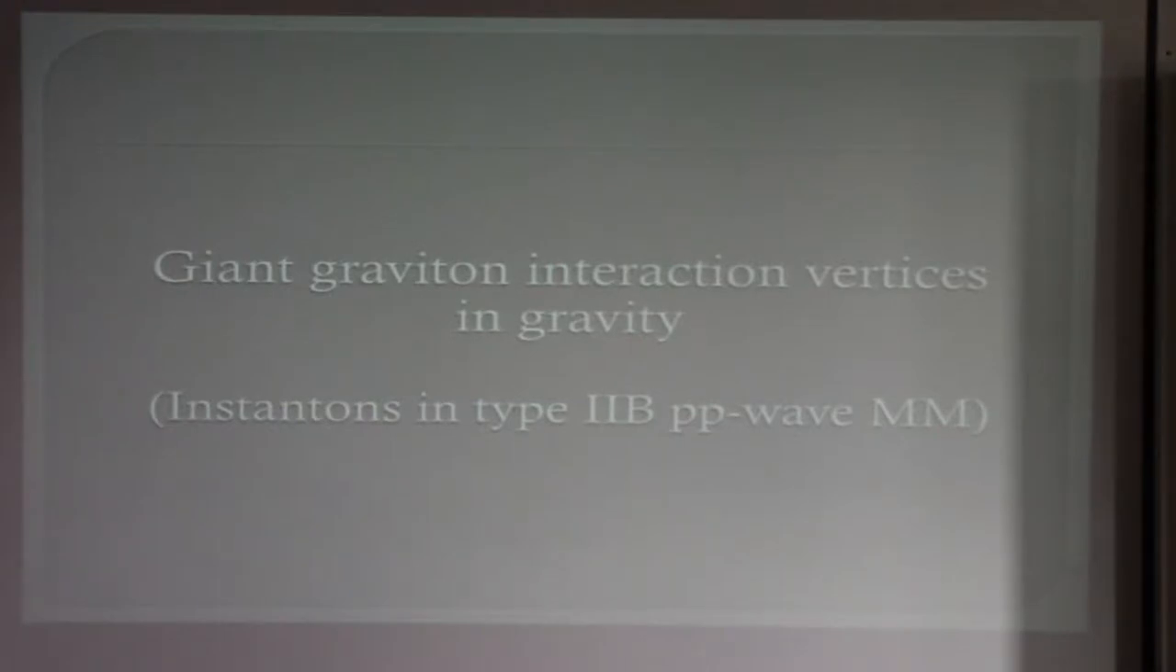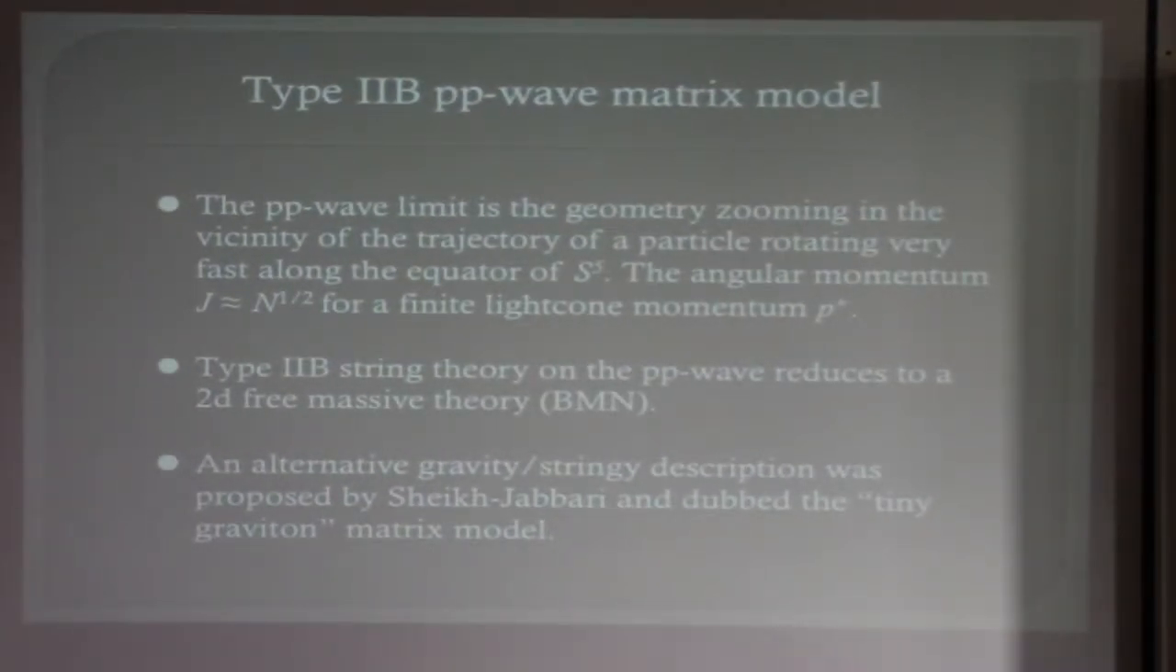So now I move on to the gravity description. The type IIB pp-wave matrix model, that's the tiny graviton matrix model of Shaheen. There is a description of string theory on the pp-wave background, by BMN, Berenstein, Maldacena, and Nastase, which is a two-dimensional free massive theory. It's a two-dimensional sigma model, a very simple sigma model, which is the gravity description of string theory on the pp-wave background. But there is an alternative description proposed by Shaheen, which is not a two-dimensional theory, but a quantum mechanics matrix model. That's the one I use.